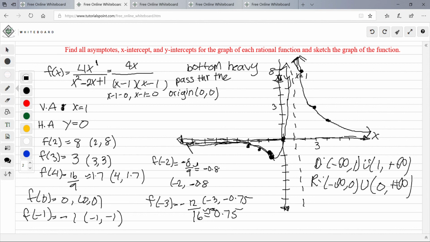So I went over a hole in the graph, and then I went over top heavy or oblique asymptote, and then I went over bottom heavy, and then I went over when the degrees are the same. And then I also did another video on more rational function problems. So if you look over this and then over my last rational function videos, you should be a pro at graphing rational functions. So that wraps it up for this section.